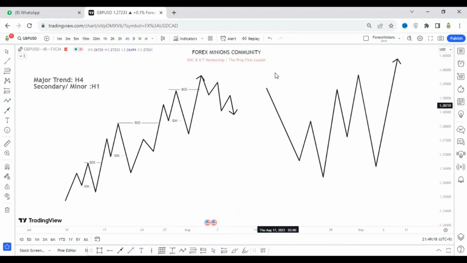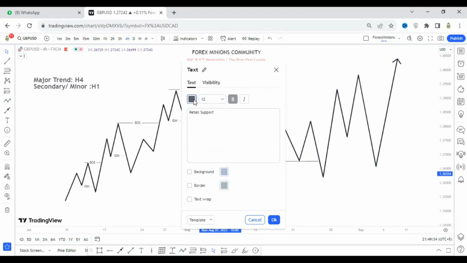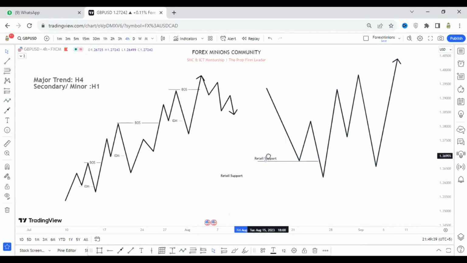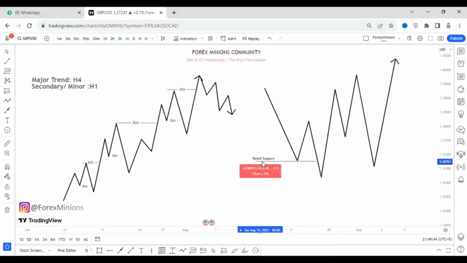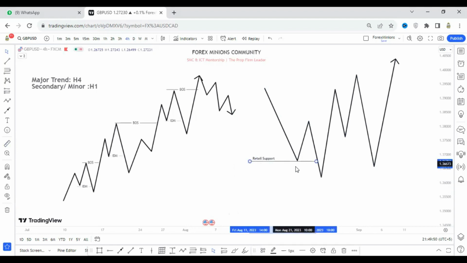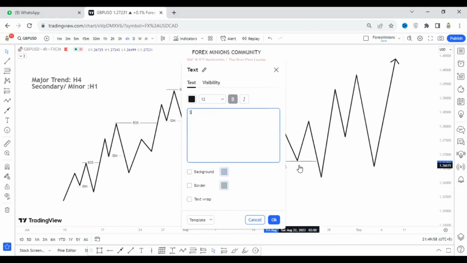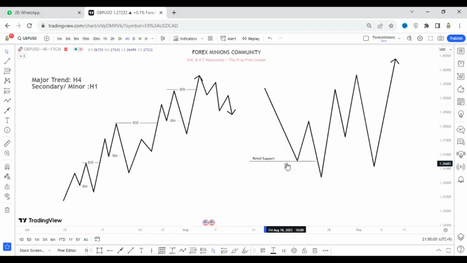Now what is this? When the market comes down, it will create this first support level. This is just a retail support. Now what will the market do? When the market gives a bounce at this point, the retail traders will start to buy. When retail traders start to buy, what will happen here? The market will just build the liquidity below this low.